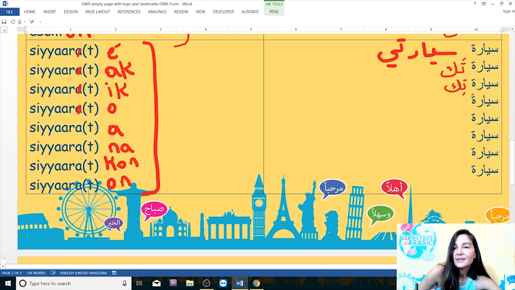Siyarto. Again, as I said, you can put a dhamma here and then add the H, siyarto, but you don't need to pronounce it. We will just say siyarto. And you will also find people who write it phonetically like this, siyarto. And then siyartha, which we will pronounce siyarta, siyarita. Na, our car. Siyaritkun, your car, in the plural. And siyarithun, which we will pronounce siyaritun.